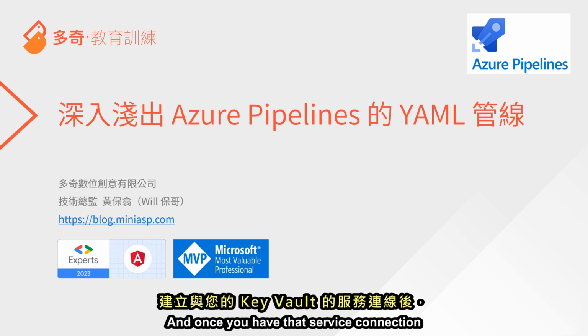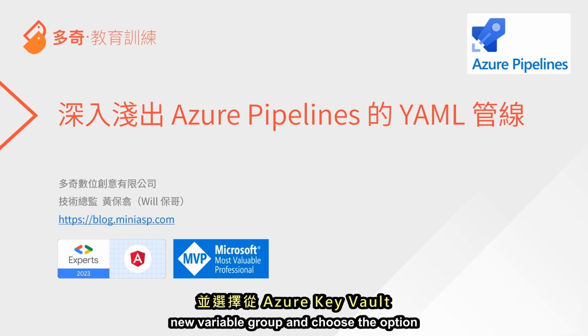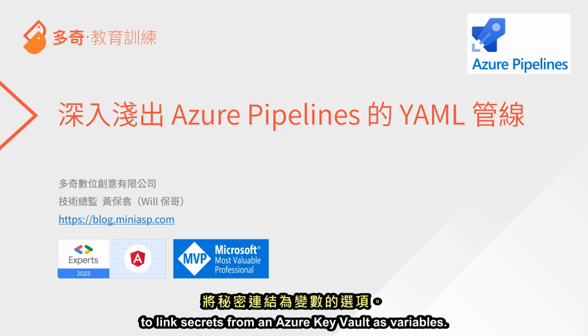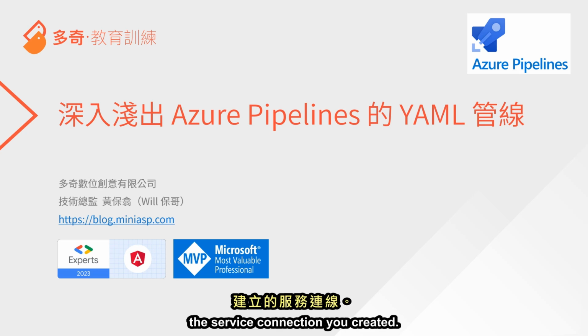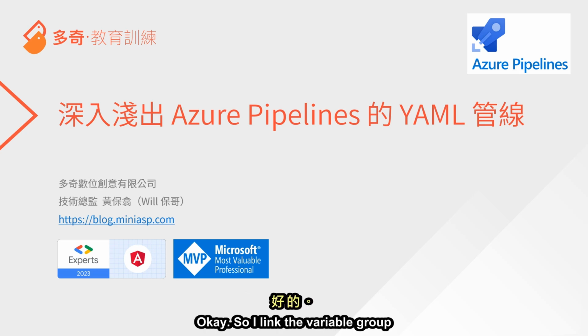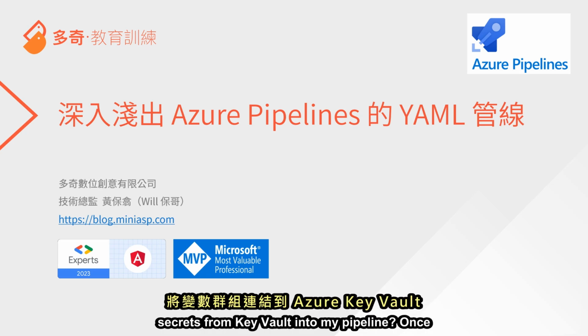That's right. And once you have that service connection to your Key Vault, you create a new variable group and choose the option to link secrets from an Azure Key Vault as variables. Then you just pick the service connection you created. Okay, so I link the variable group to Key Vault using a service connection. Then what? How do I actually get those secrets from Key Vault into my pipeline?